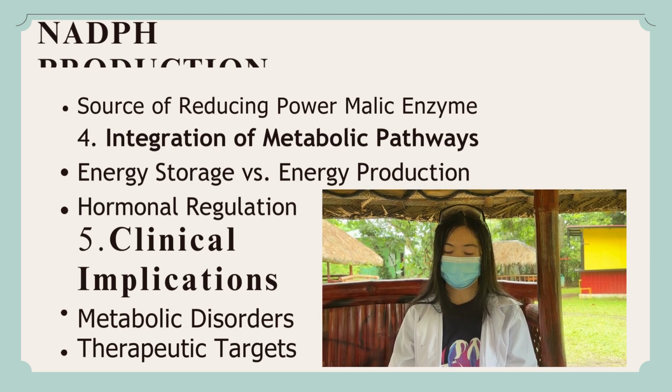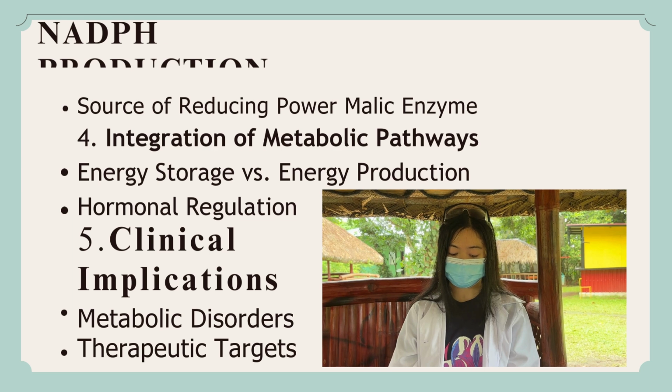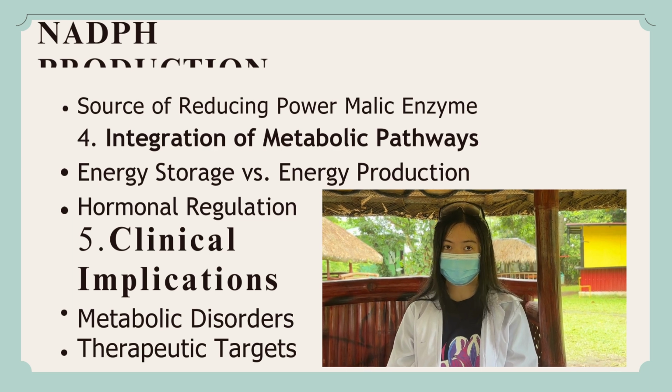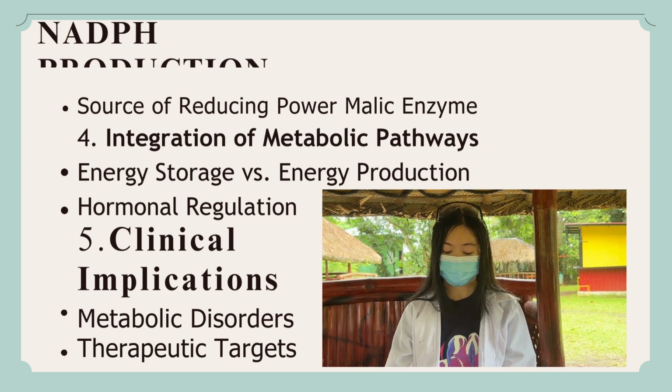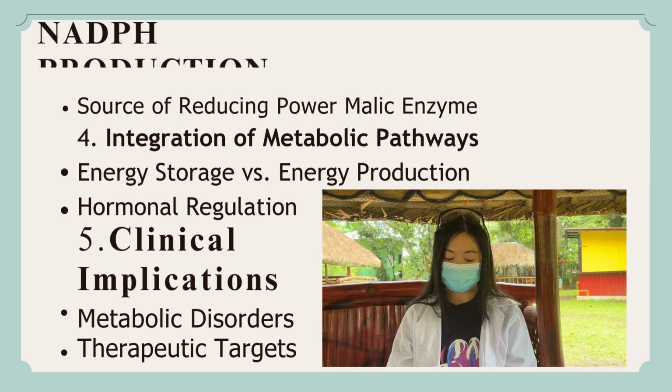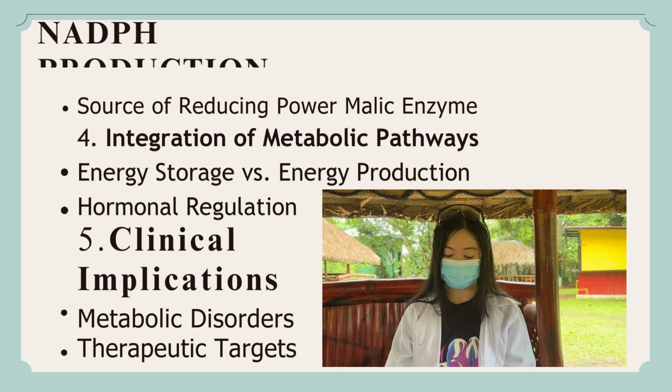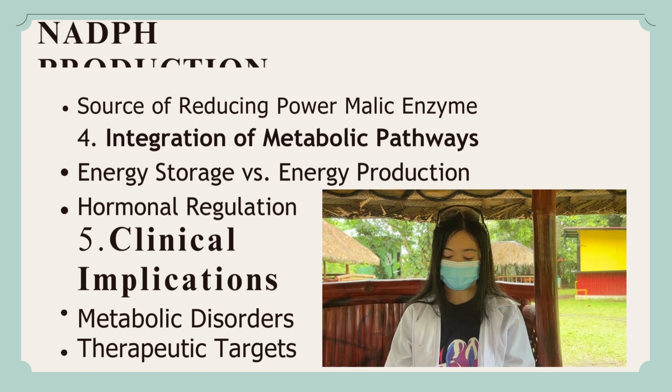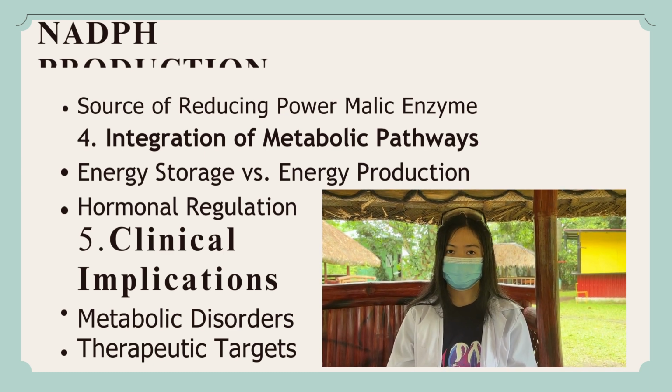Conclusion. The relationship between lipogenesis and citric acid cycle intermediates is a vital aspect of metabolic regulation. By understanding how these pathways interact, we can gain insights into energy balance, fat storage, and the implications for health and disease. This interplay highlights the complexity of metabolic networks and the importance of maintaining metabolic homeostasis.